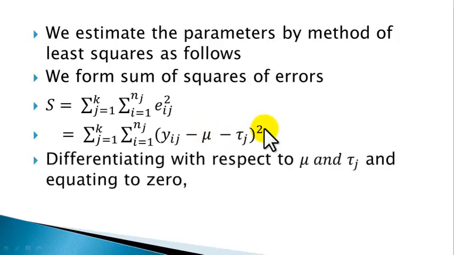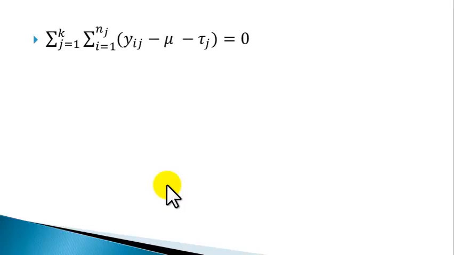Now, for us to obtain the estimates of our parameters mu and tau j, we have to differentiate the sum of squares of error with respect to mu and tau j respectively and equate them to 0. So when we do that, we obtain the following. If we differentiate with respect to mu and equate to 0, this is the result: the sum over j from 1 to k, sum over i from 1 to nj of (yij minus mu minus tau j) equals 0.